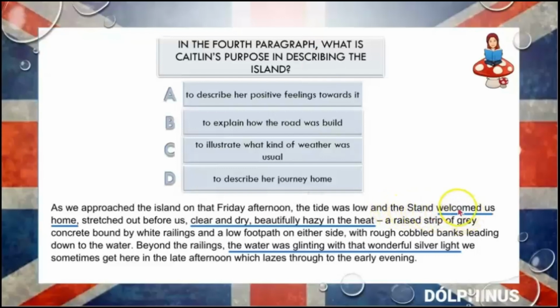So the stand welcomed us home, and it was clear and dry, beautiful, hazy in the heat. The water was glinting with that wonderful silver light. So all the adjectives that she is expressing are positive. Positive feelings, positive adjectives. A is the correct one. It is said, it is written, you can see it.